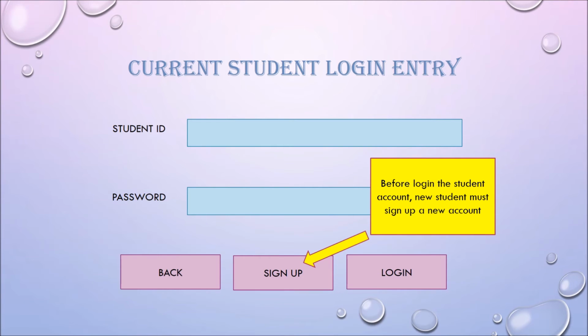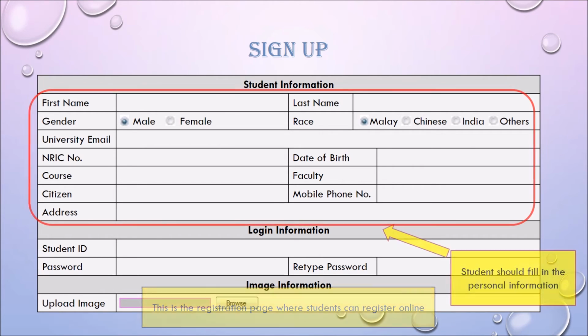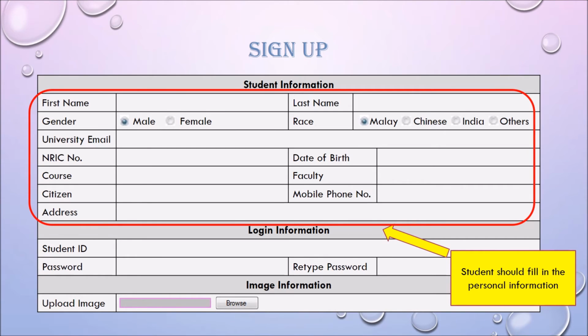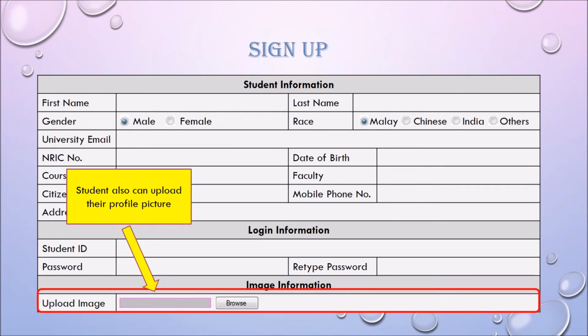Before logging into the student account, a new student must sign up for a new account. This is the registration page where students can register online. Students should fill in their personal information. Then the student must use the student ID provided by the university admin and create a password. Students can also upload their profile picture.